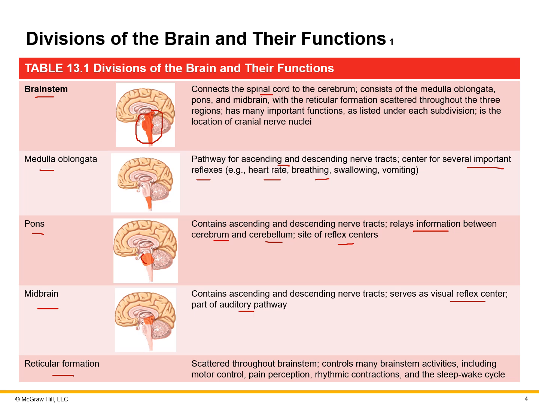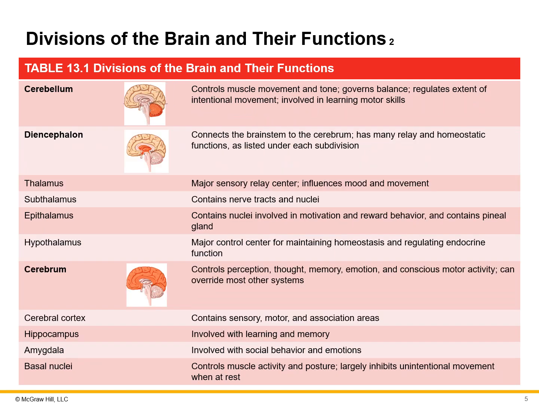Then this reticular formation is actually scattered throughout the brainstem, so it's not just one little part of it, but it contains many of the activities. So it includes motor controls, some pain perception, rhythmic contractions, and our sleep-wake cycle. Then if we move into the cerebellum, that little bush tree-like structure, this controls muscle movement and tone, so our coordination, our balance is included there, as well as our intentional movements and our learning of motor skills.